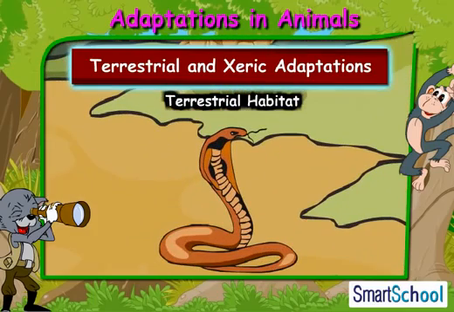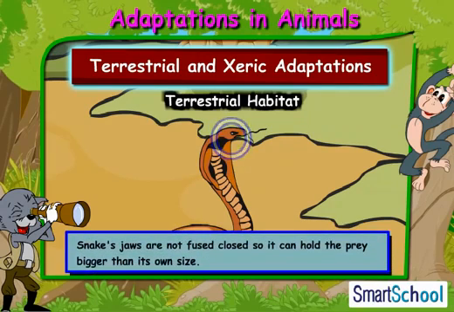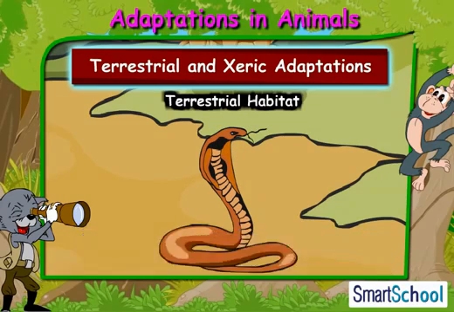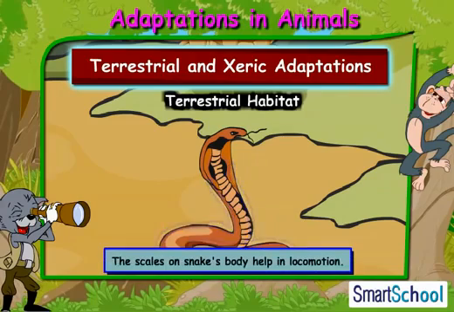The snakes show adaptation to their environment through various ways. Their jaws are not closely fused so that they can hold prey bigger than their own size. The scales on their body assist them in locomotion.